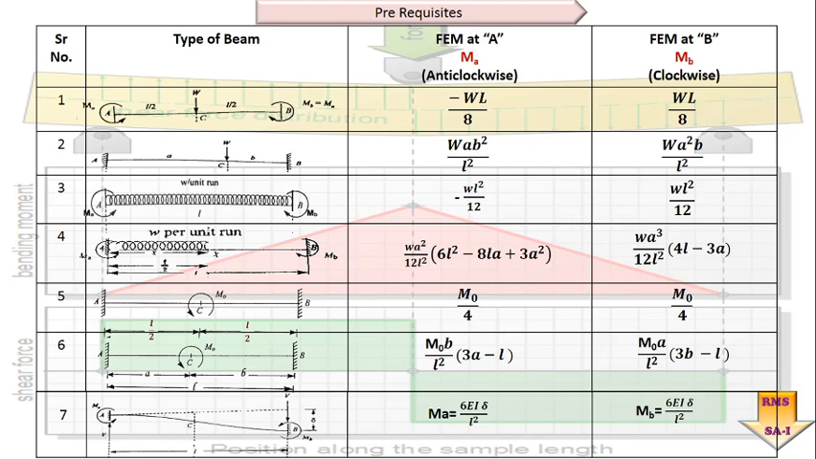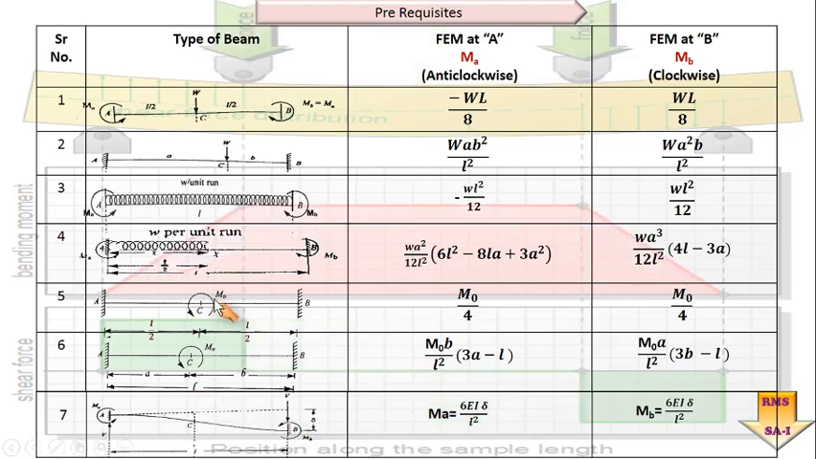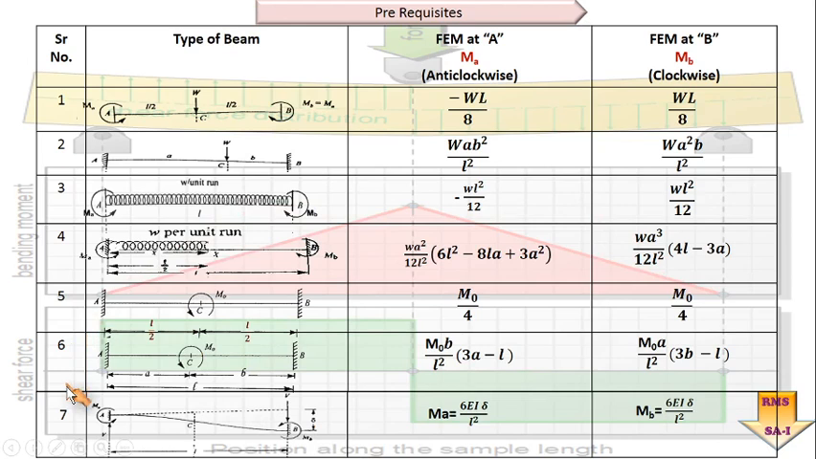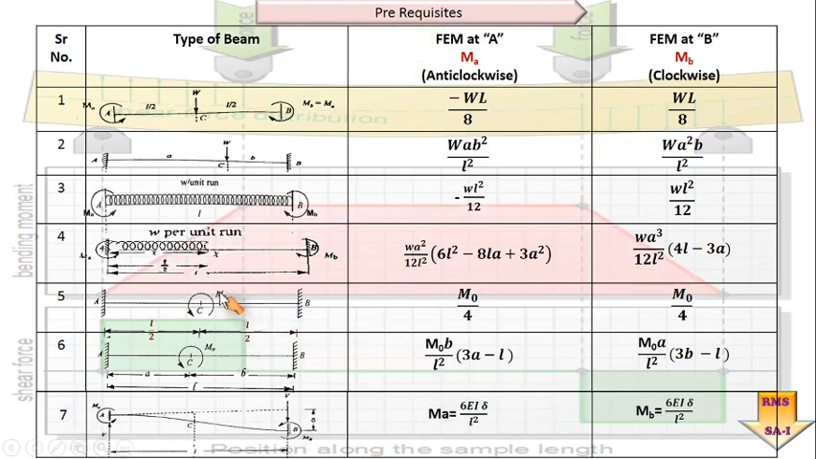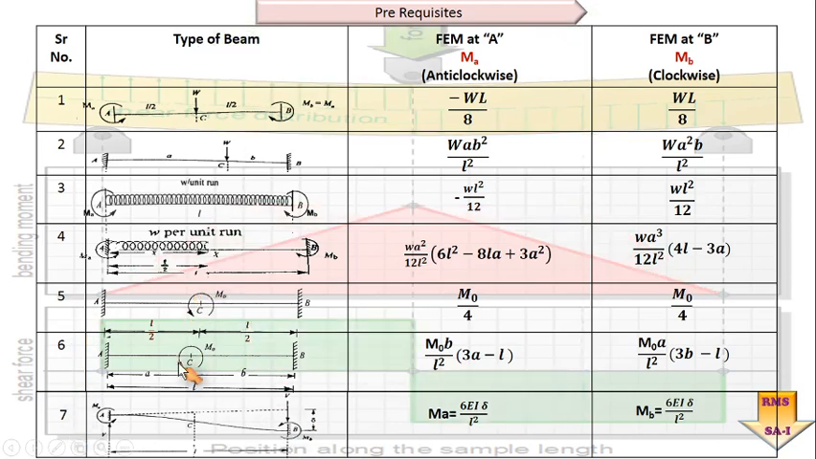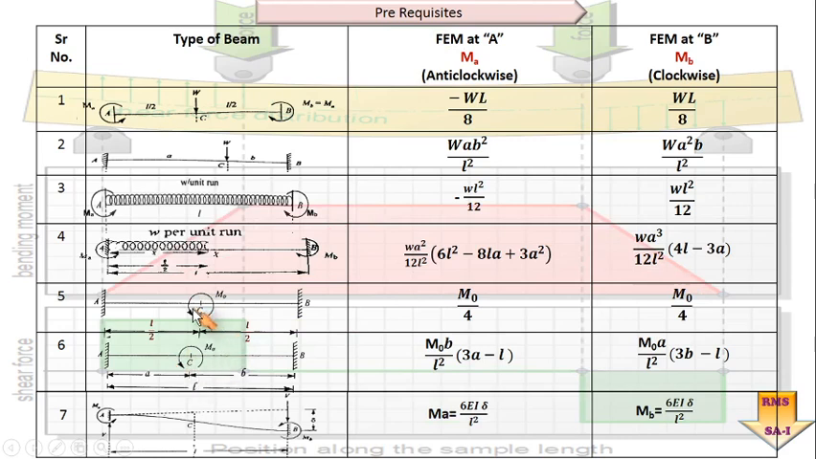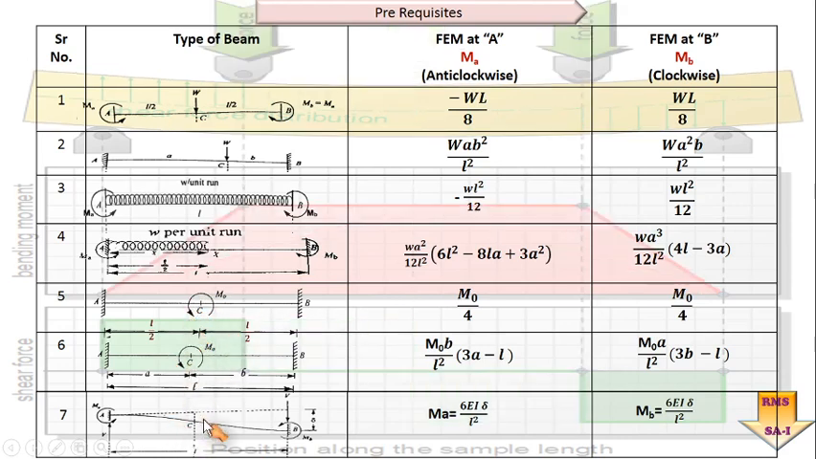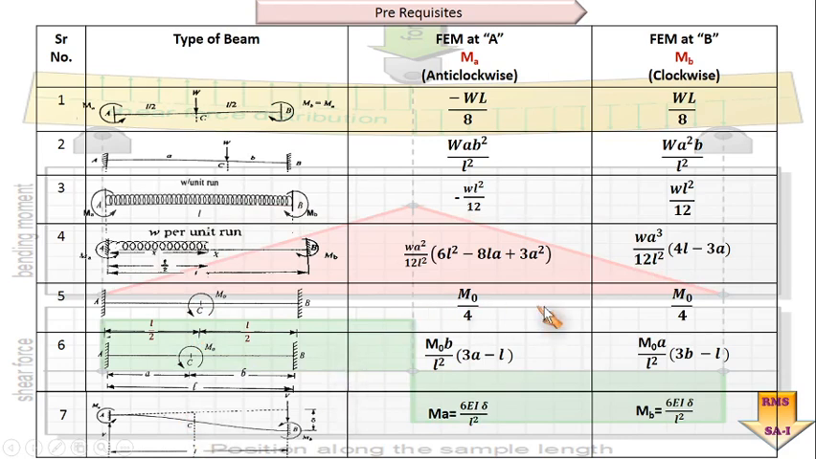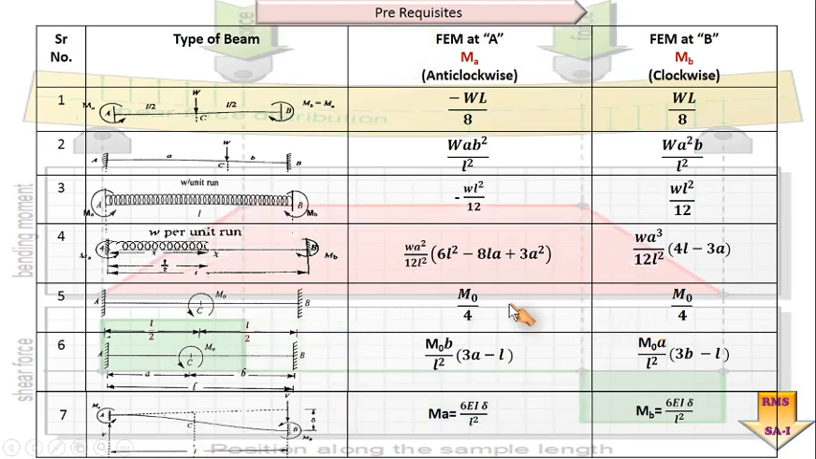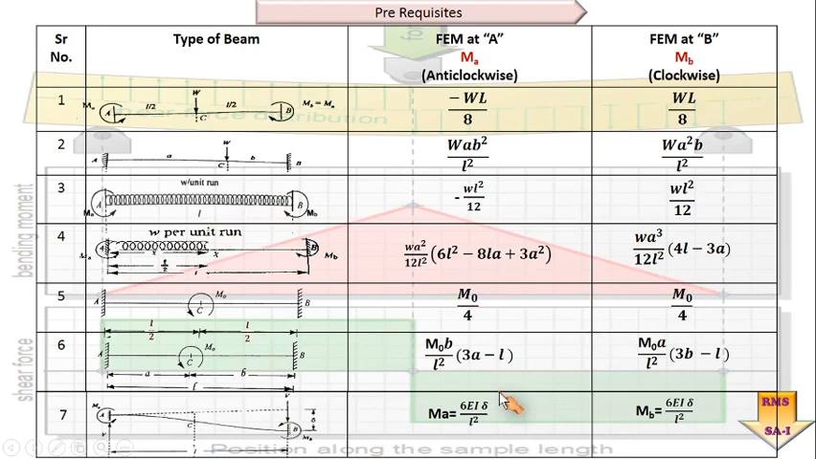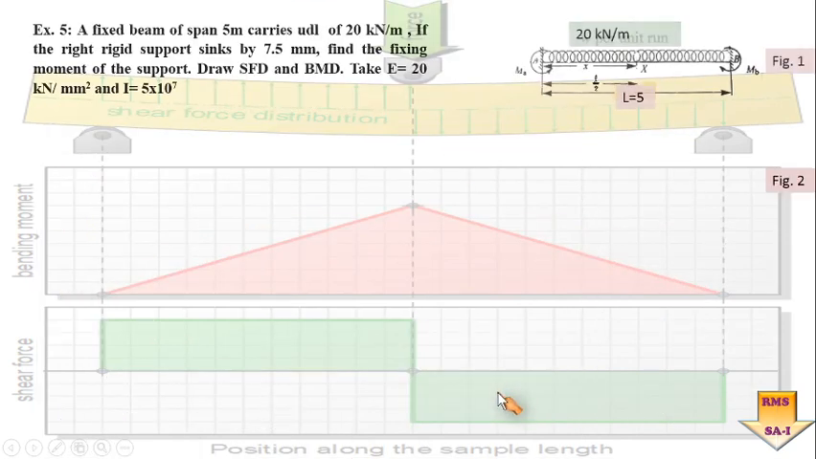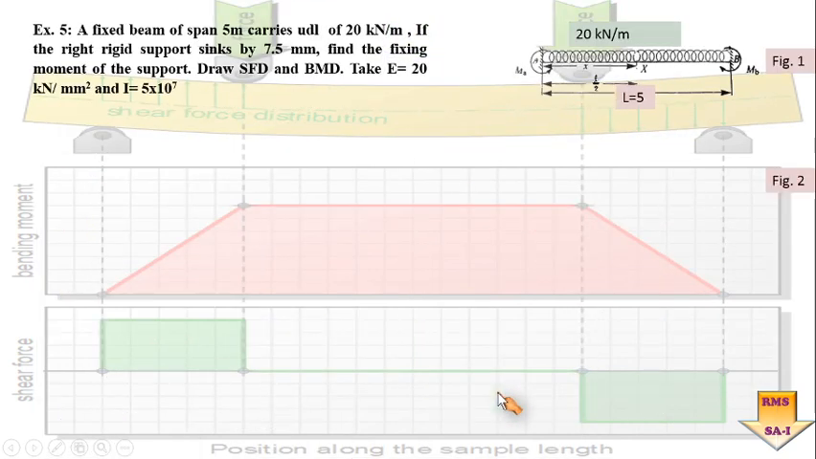So today, as I mentioned, we are going to consider the case number 5, 6 and 7, in which the fifth and sixth cases are related to the couples acting on the beam, and the seventh is the effect of sinking of the fixed beam. And these are the various values for the fixed moment at point A and B for each and every case. So let us move further and take the very first example.